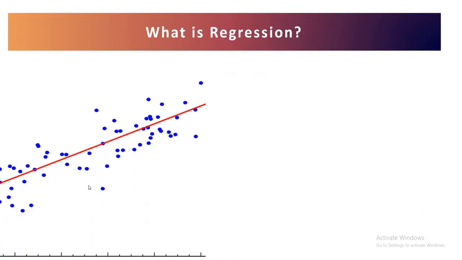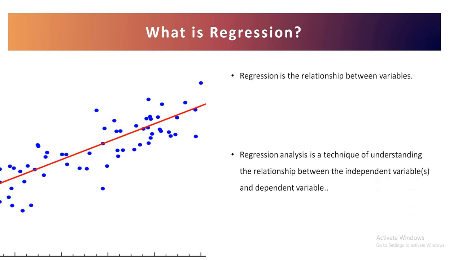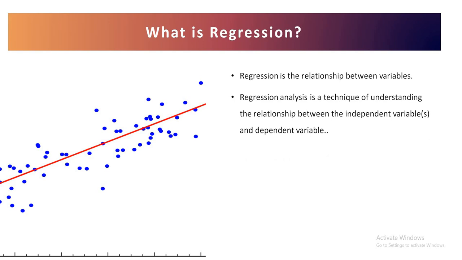Before understanding linear regression, we need to understand what exactly regression is. Regression is nothing but a relationship between two variables. For example, we have a variable called weight and another variable called height. Whenever we try to find out whether there is a relationship between weight and height, the relationship that we will be able to draw is a regression relationship.